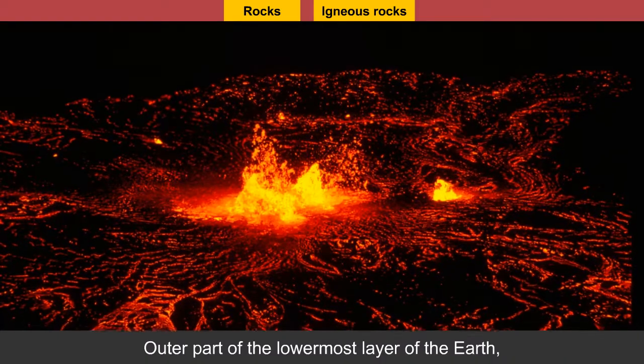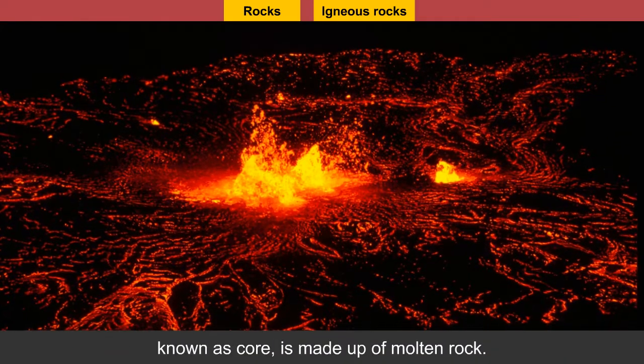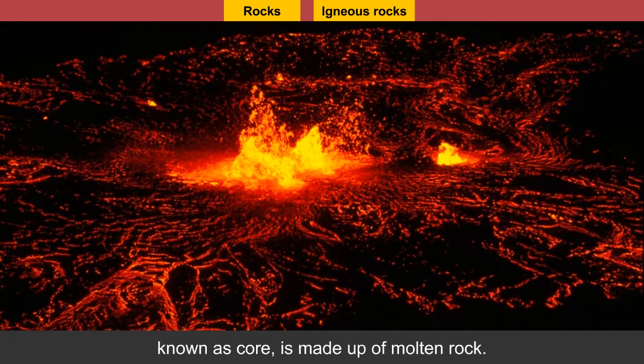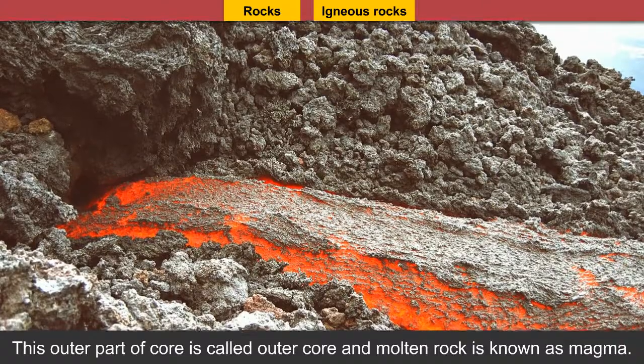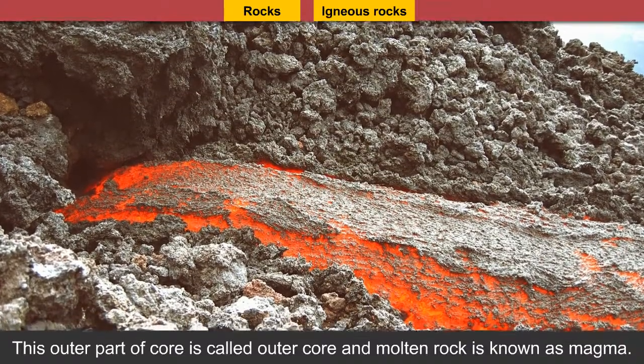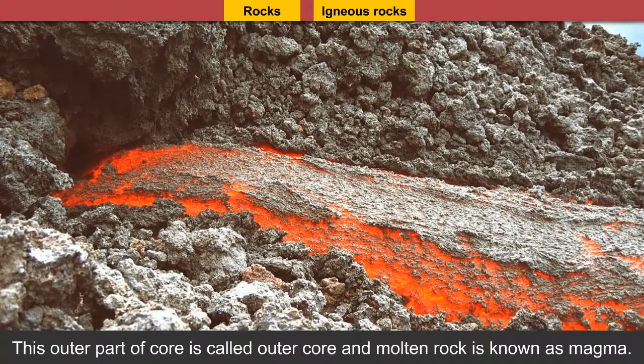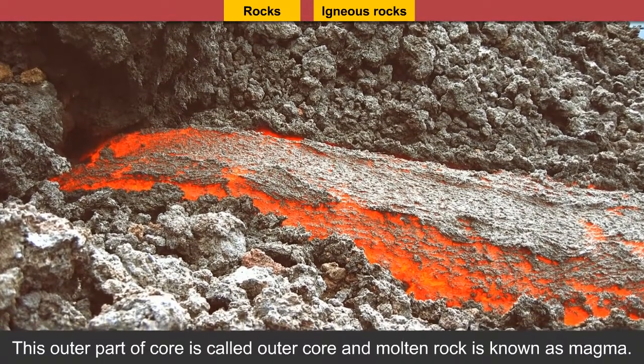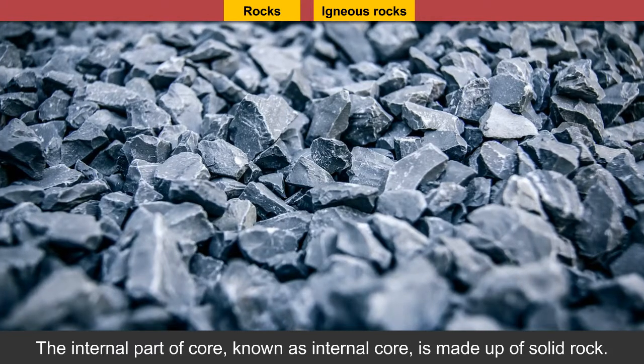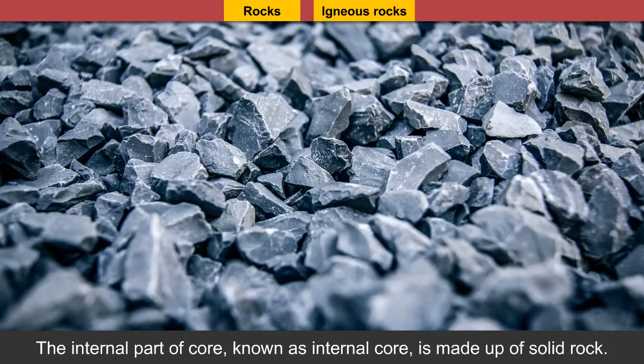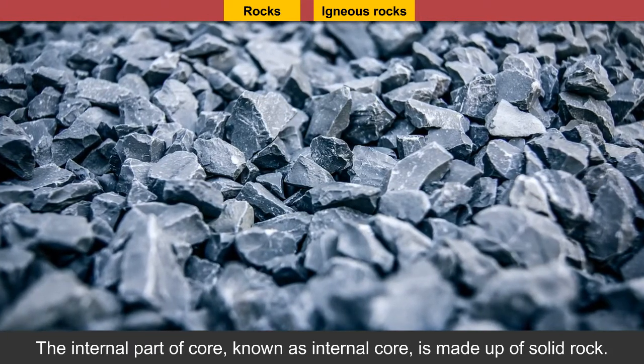The outer part of the lowermost layer of the earth, known as core, is made up of molten rock. This outer part of core is called outer core, and the molten rock is known as magma. The internal part of core, known as inner core, is made up of solid rock.